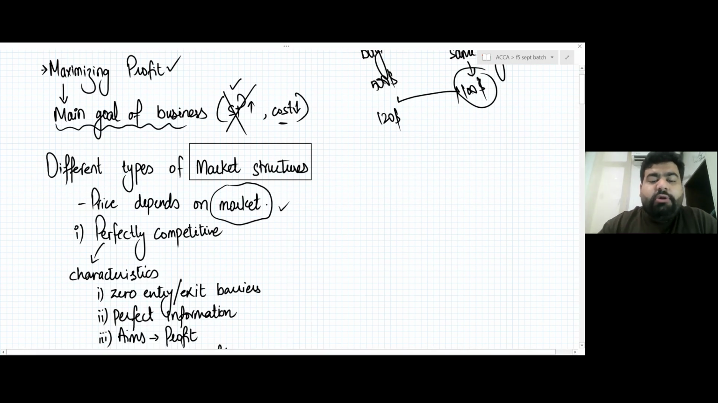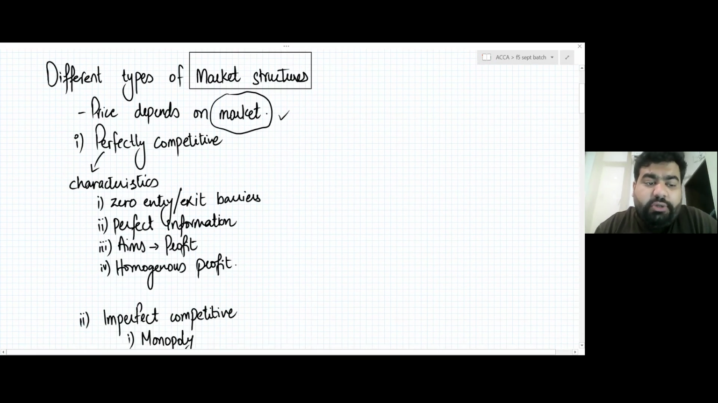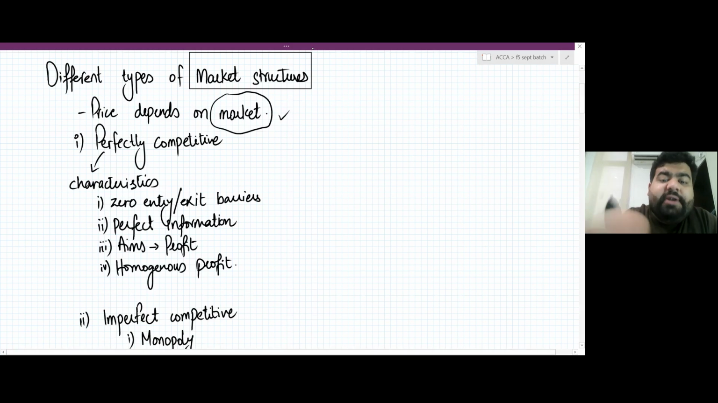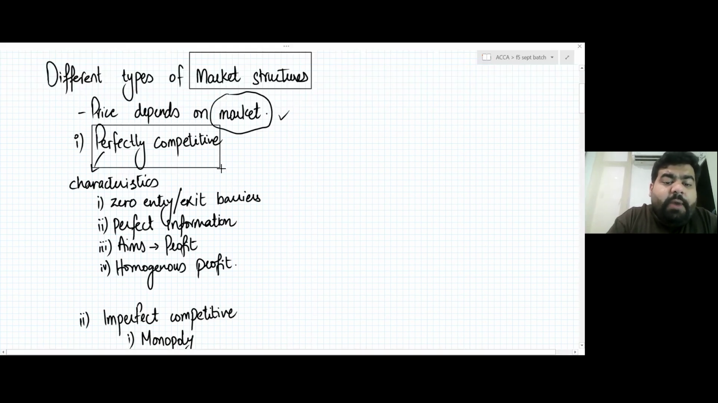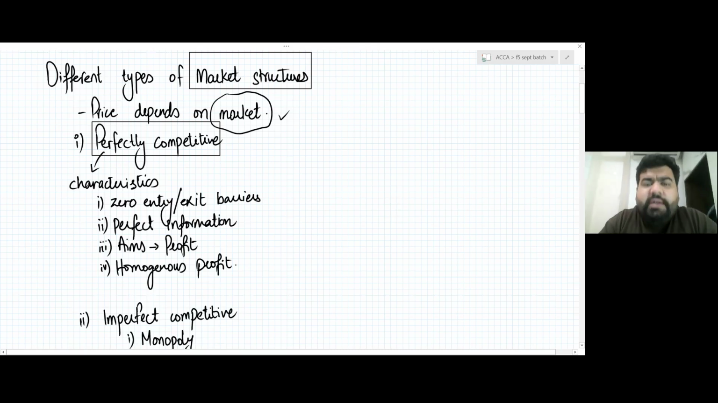We are going to discuss how many market structures there are. The first market structure we are going to study is perfectly competitive. Some markets are perfectly competitive.